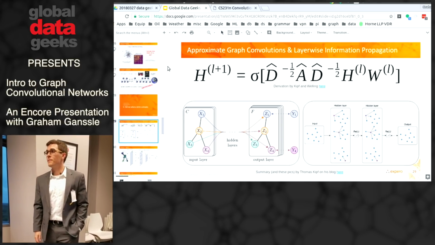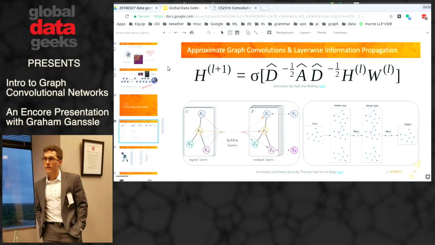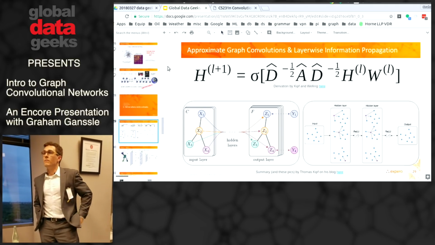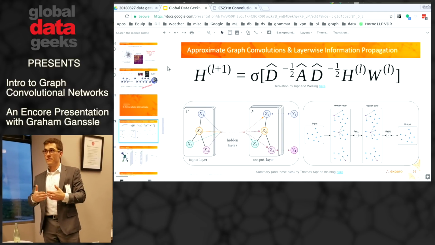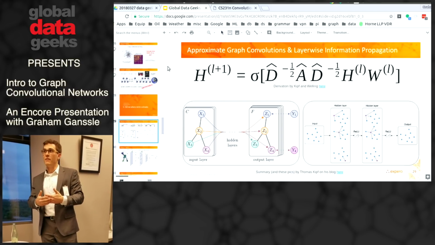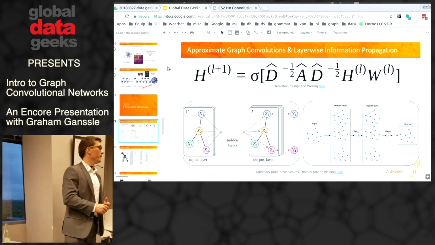Yeah. So if A is the adjacency matrix, then what is H? H is, at layer 0, it's input, which is your features. And at every other layer, it's the output from the previous layer, just like any stacked deep neural network.